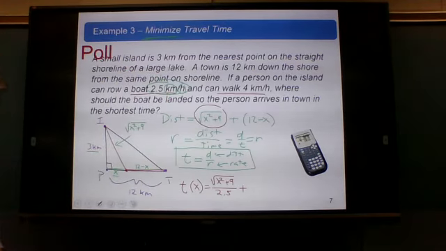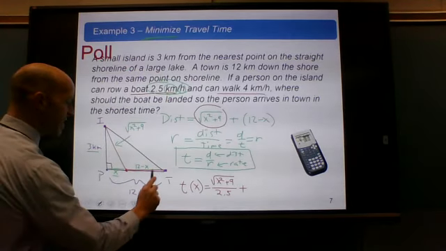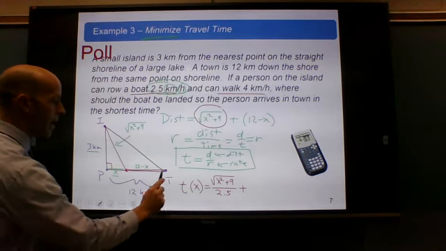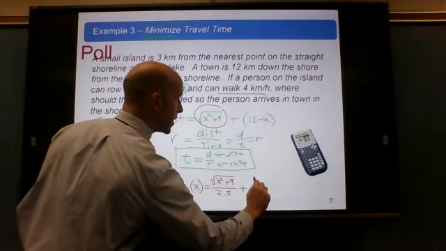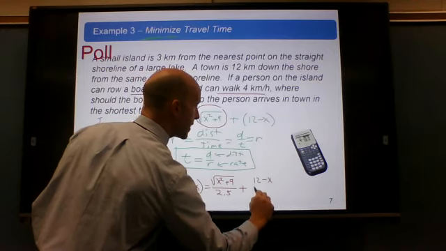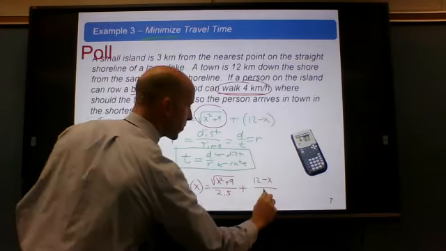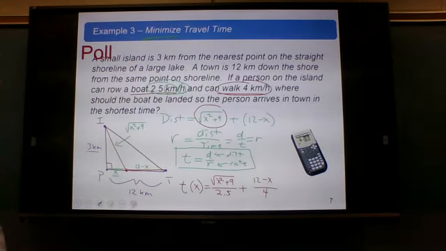plus. Now I need to do this distance here divided by its rate. Here's where I'm walking on the land. So now I've got to do this 12 minus x. And then in this case, the person can walk 4 kilometers per hour. So I'm going to divide that by 4.